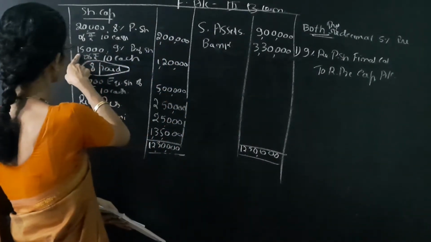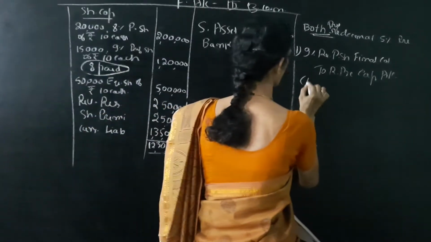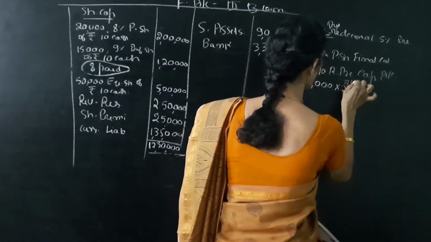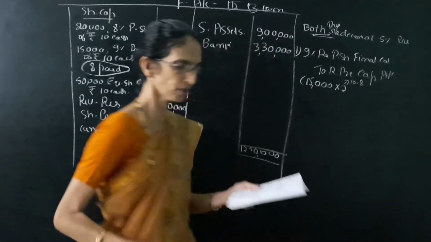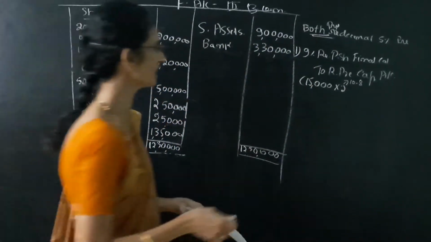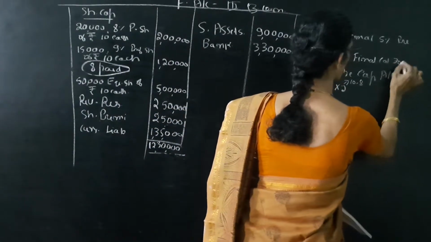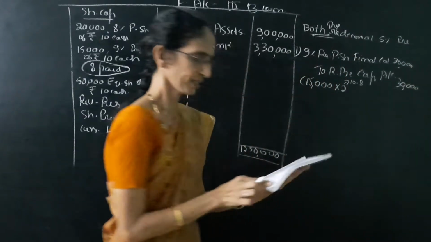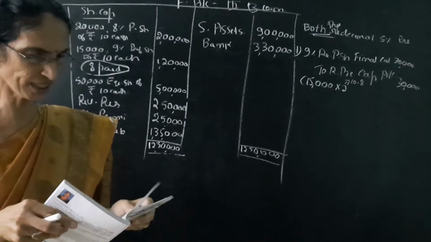So how many shares is it? 15,000 shares. Pending is 2 rupees. Why is it 2 rupees? 10 rupees is the face value. We already paid 8 rupees. So write the amount column both sides, it is 30,000, 30,000. This is the final call money due.